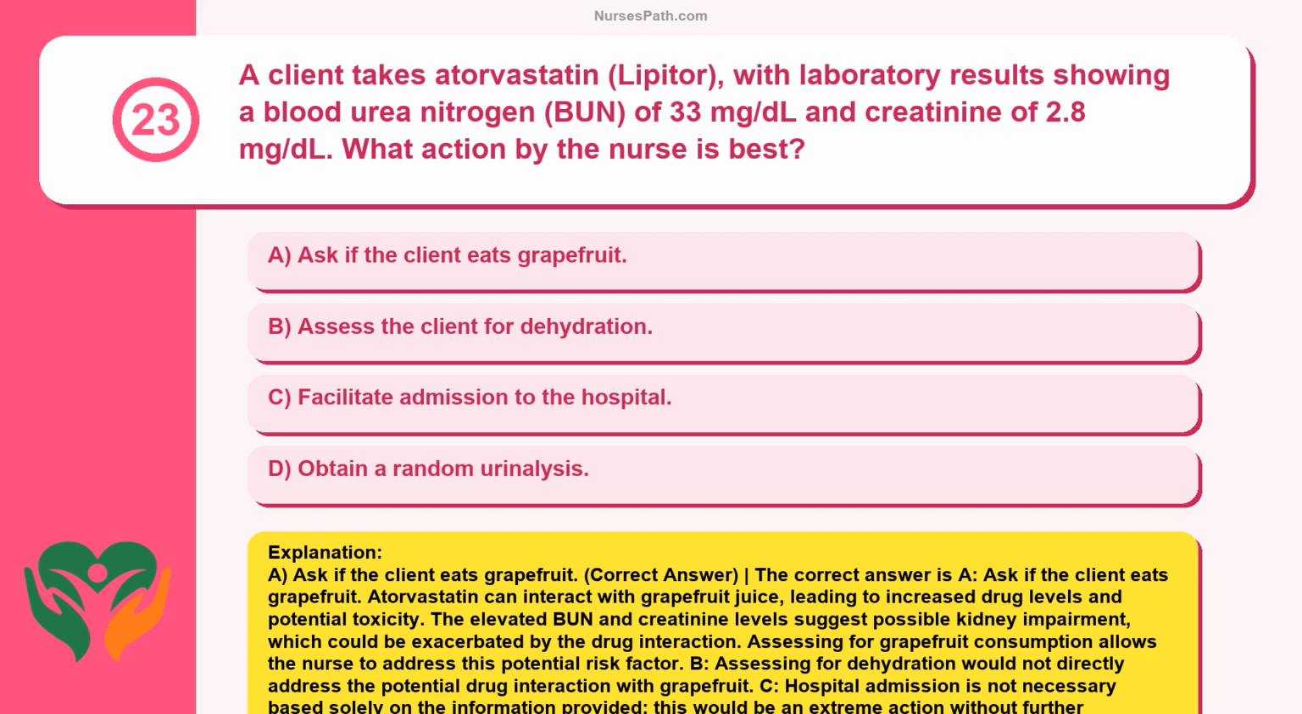B. Assessing for dehydration would not directly address the potential drug interaction with grapefruit. C. Hospital admission is not necessary based solely on the information provided. This would be an extreme action without further assessment. D. Obtaining a random urinalysis would not provide relevant information related to the potential drug interaction with grapefruit.